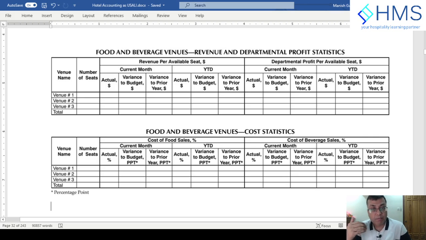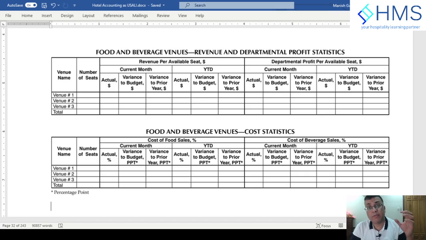So remember in the previous video, we were looking at the market mix, we were looking at the F&B cost, we were looking at the profitability by the type of revenue, meaning by venue, the banquet, the in-room dining and other.